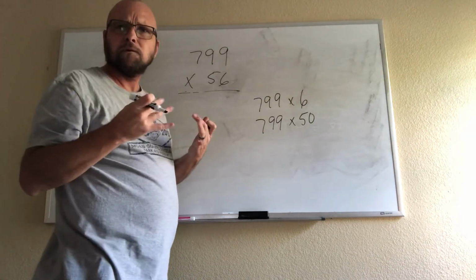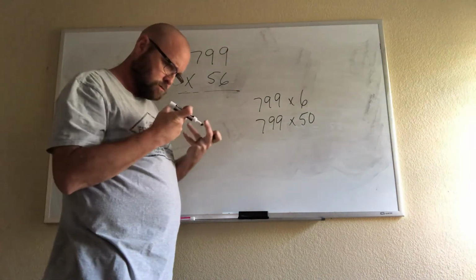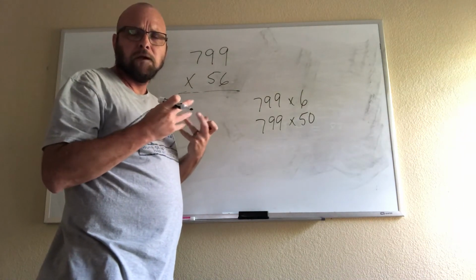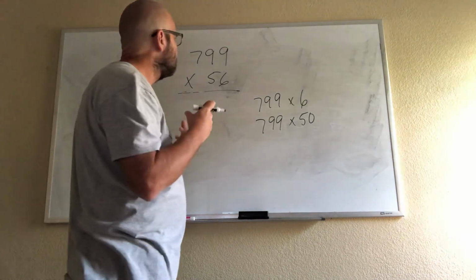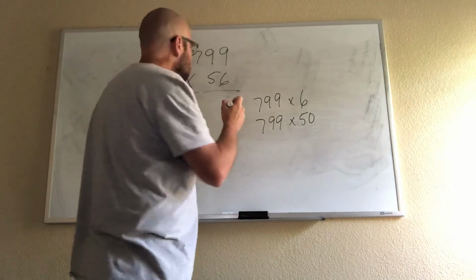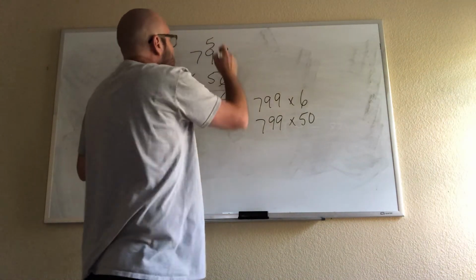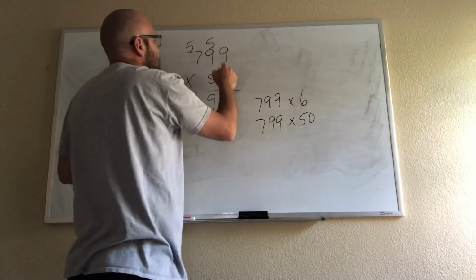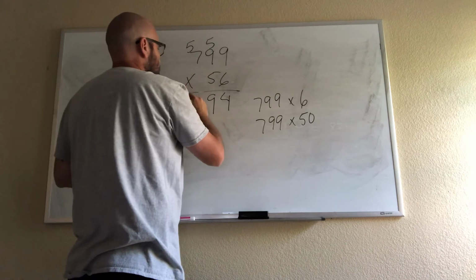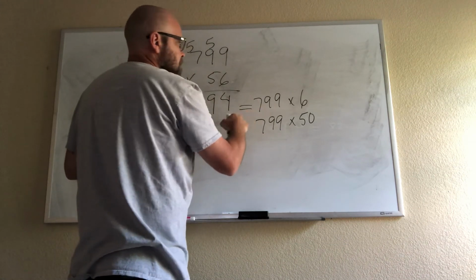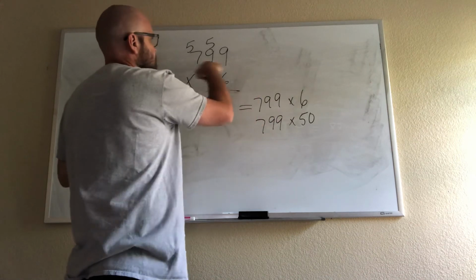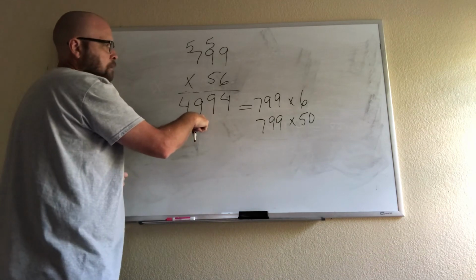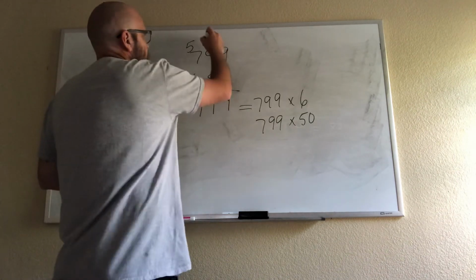So what is 6 times 9? Help? Anyone? 54? Is that what you said, 54? So 6 times 9 is 54, plus 5 is 59. 6 times 7 is 42, plus 5 is 49. This, 799 times 6, is what we just did. So 799 times 6 equals 4,994. I'm done with my ones place.